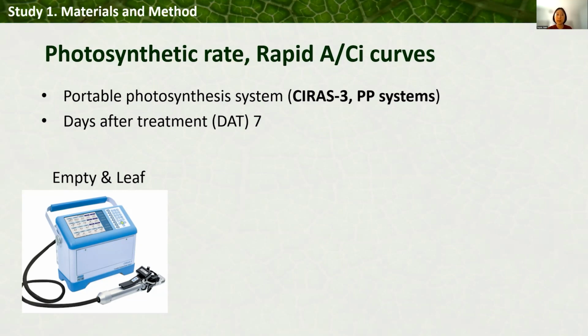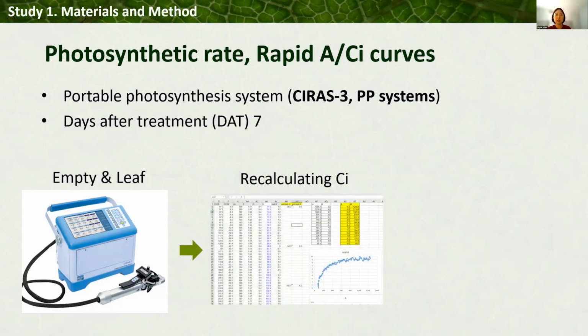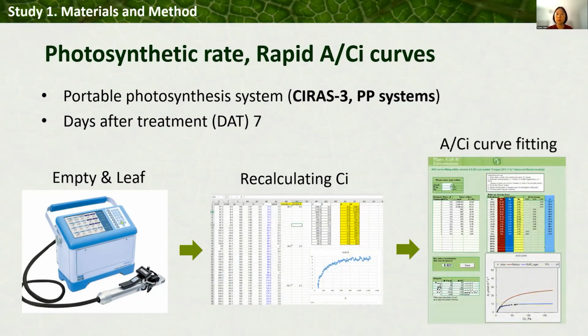We set a stepwise program, which increases the CO2 level over time. We measure it without a leaf and with a leaf, use the two curves to recalculate the Ci level, and then the ACI curve is corrected to get the real curve.